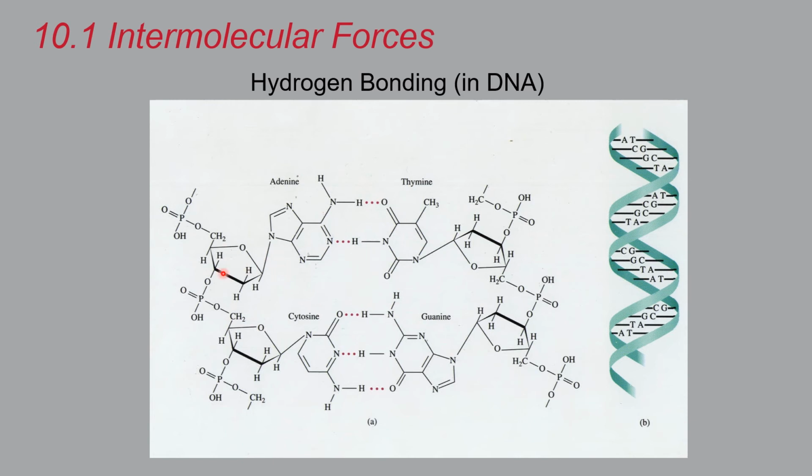So this is the sugar phosphate backbone. And so here are the base pairs. So this is adenine starting from right here. And then thymine is this thing right here. So thymine and adenine form a double hydrogen bond. Cytosine and guanine form a triple hydrogen bond with each other.